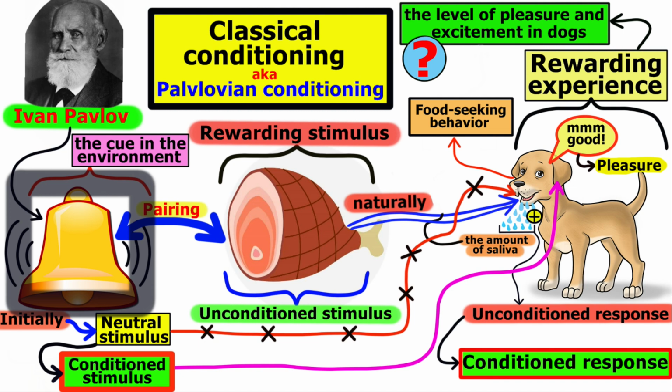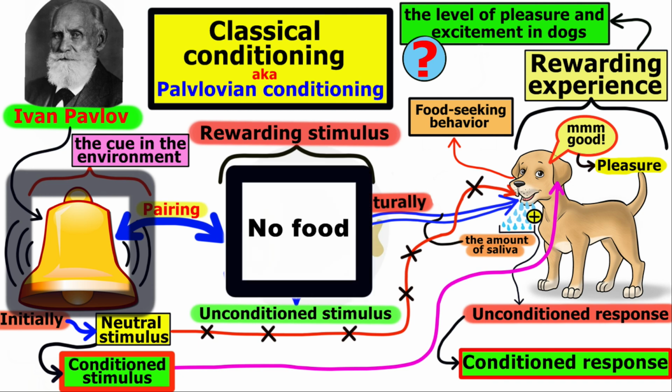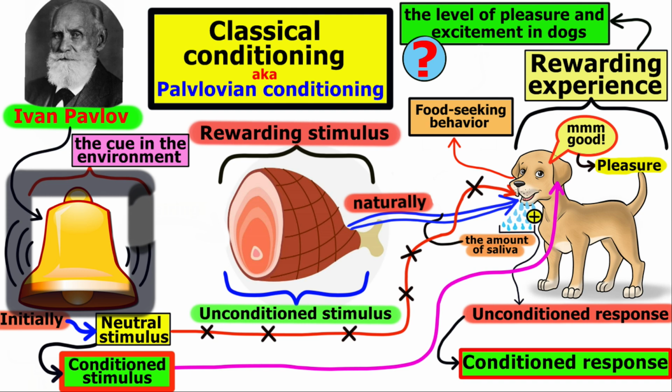Research has demonstrated that if we ring the bell many times, without food, the paired association ends. Eventually, the bell will no longer elicit salivation. Let's return to our previous example.